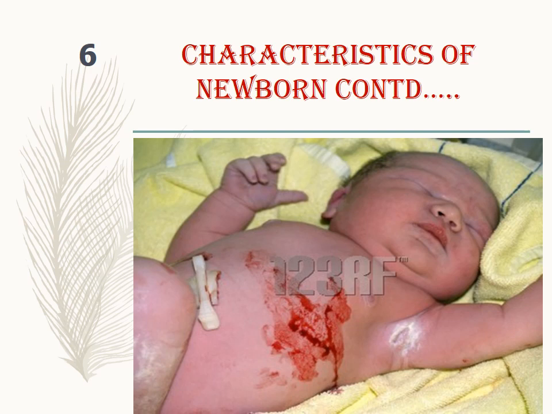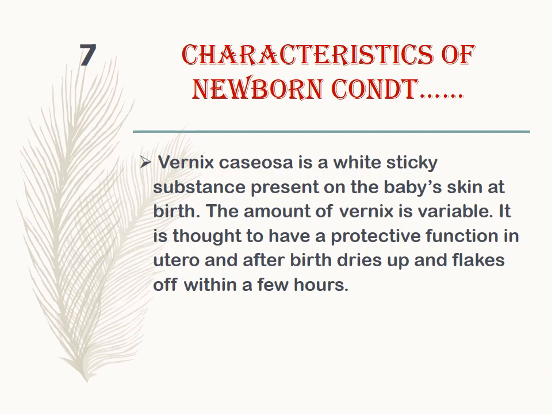In the picture, we can see that at the axilla there is a white sticky substance present in this baby. It is called vernix caseosa. Let us see what this vernix caseosa means. Vernix caseosa is a white sticky substance present on the baby's skin at birth. The amount of vernix is variable. It is thought to have a protective function in utero, and after birth it dries up and flakes off within a few hours.